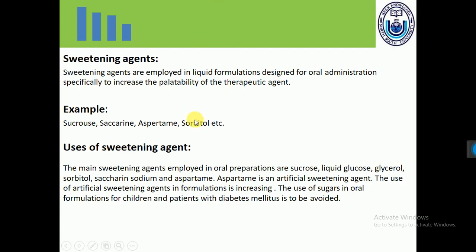So sweetening agents are employed especially in liquid formulations like syrups and suspensions, which are designed for oral administration, in order to increase the palatability of the therapeutic agent. For example, sucrose, saccharin, aspartame, and sorbitol. So these are the common sweetening agents which are used in various kinds of pharmaceuticals, like liquid formulations.